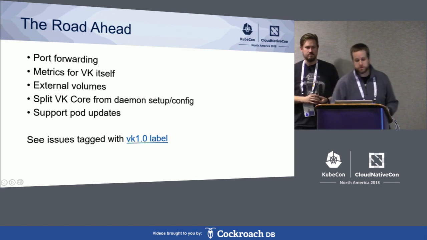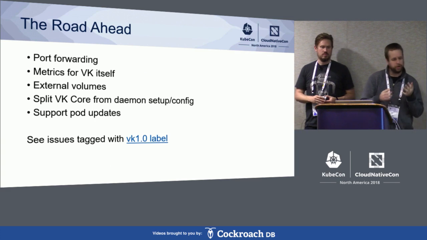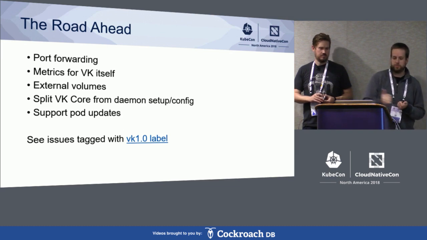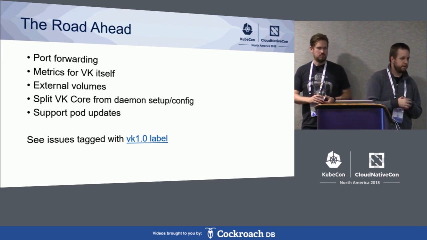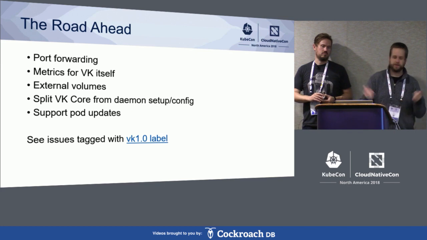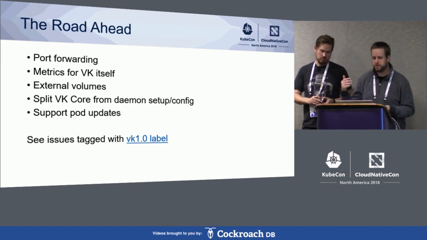Cool. So what do we have coming up? Basically, we're targeting a 1.0 release for probably March. So we have a whole bunch of stuff in GitHub labeled VK 1.0. Some of the things that came off the top of my head while I was writing this: port forwarding. We want to have metrics. So we have tracing already, but we don't have metrics for VK, so you can track that stuff, and we just have to figure out what actually needs to be measured. Support for external volumes.